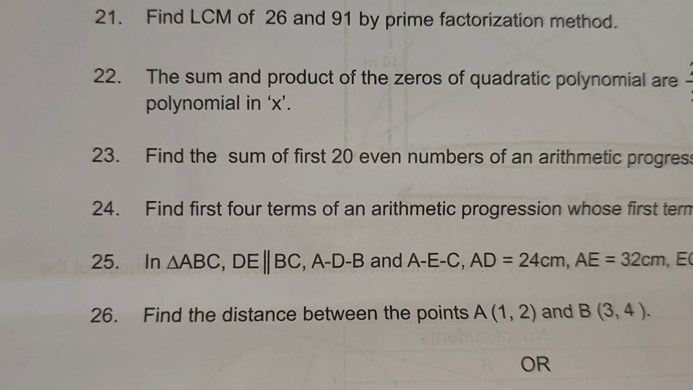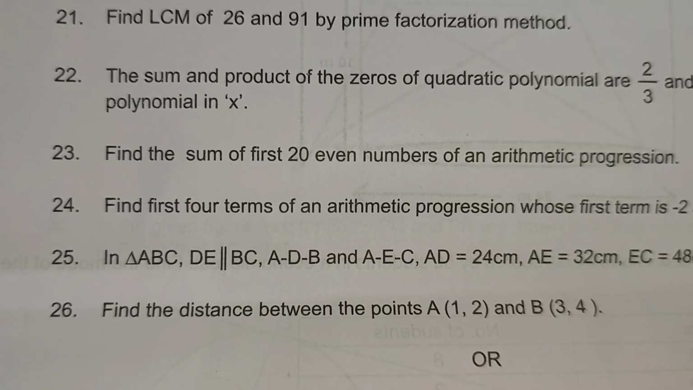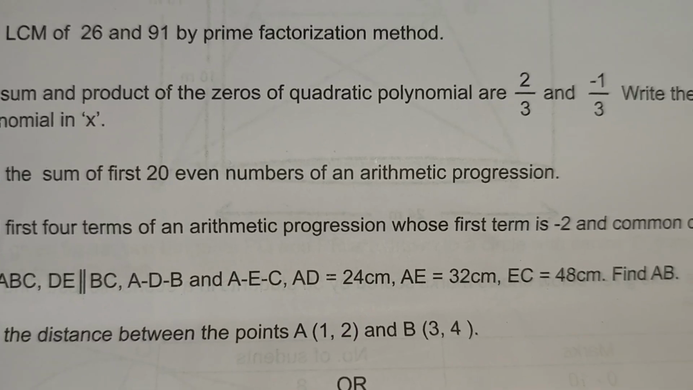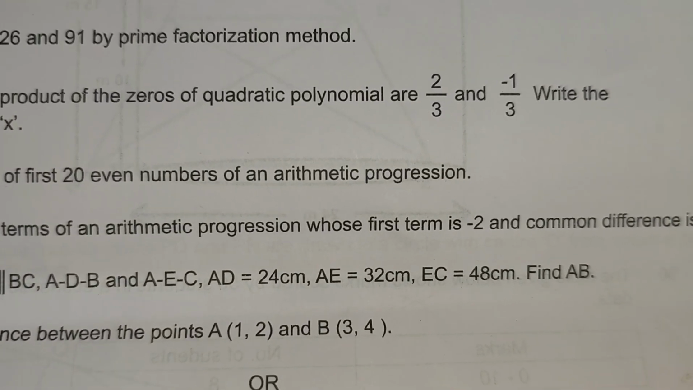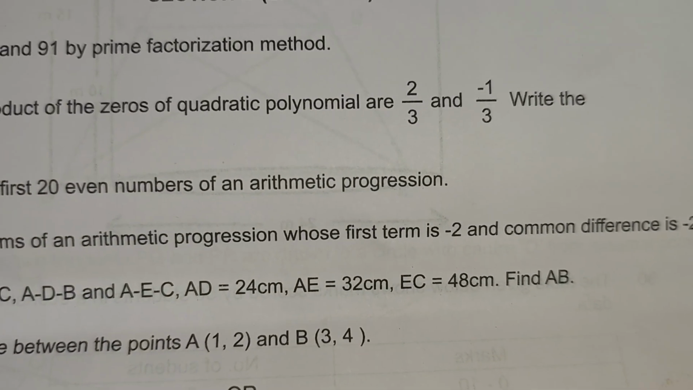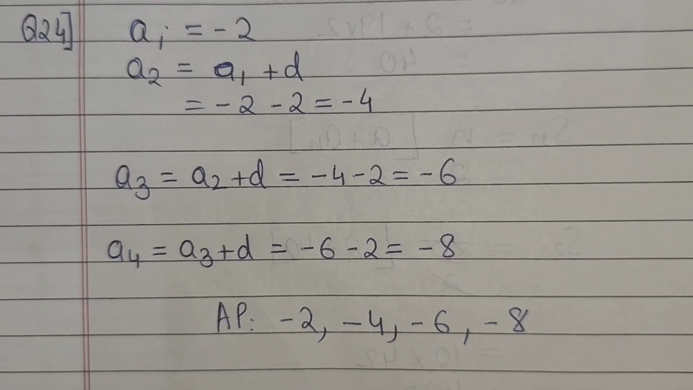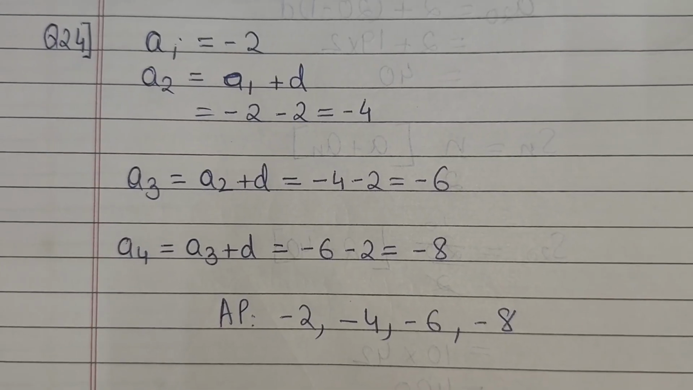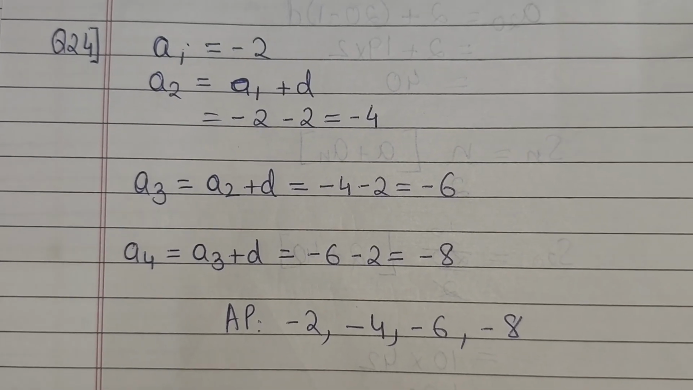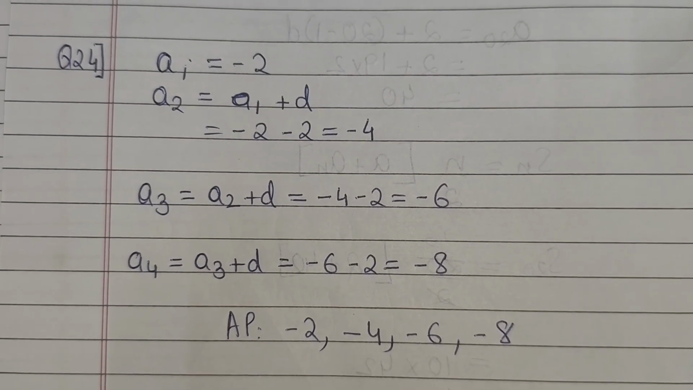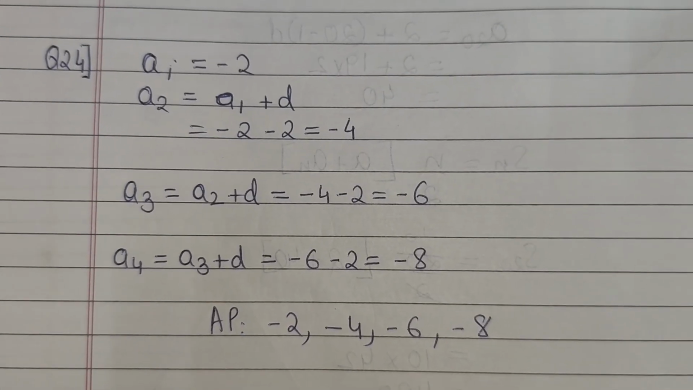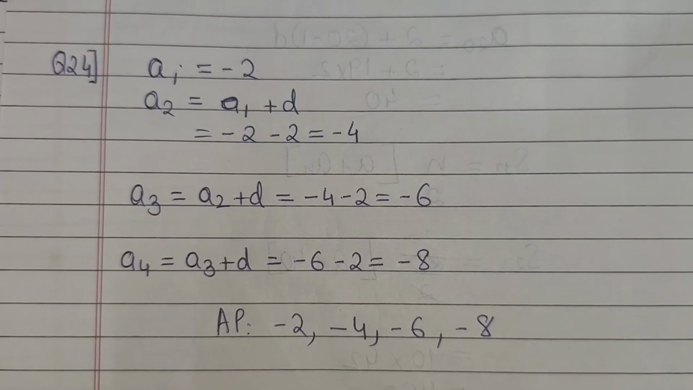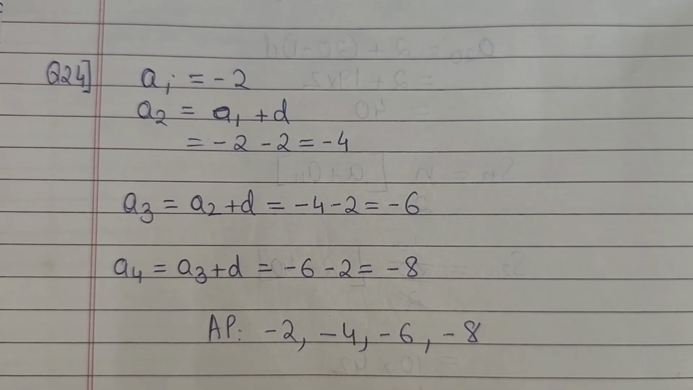Question number 24. Find the first 4 terms of an arithmetic progression whose first term is minus 2 and common difference is minus 2. So we need to find this. My first term is minus 2. The second term will be first term plus common difference, and the common difference they have given us is minus 2. If I add them, it will be minus 4. Then a3 will be a2 plus d. So minus 4 minus 2 will give you minus 6.